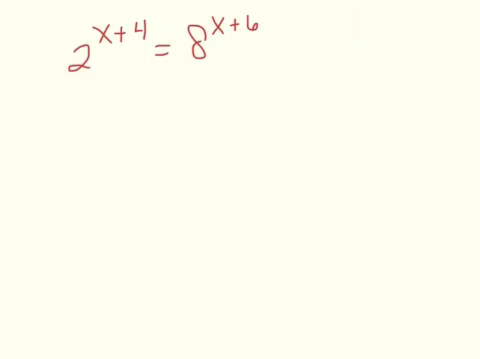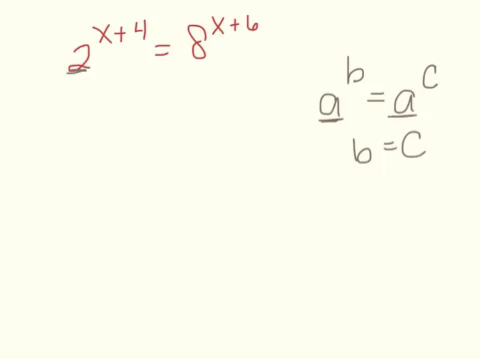We're going to look at using properties of exponents to simplify this. And the basic property says a raised to the b power equals a to the c power if and only if b equals c. So if I have common bases, then I can drop the base and the exponents equal each other.